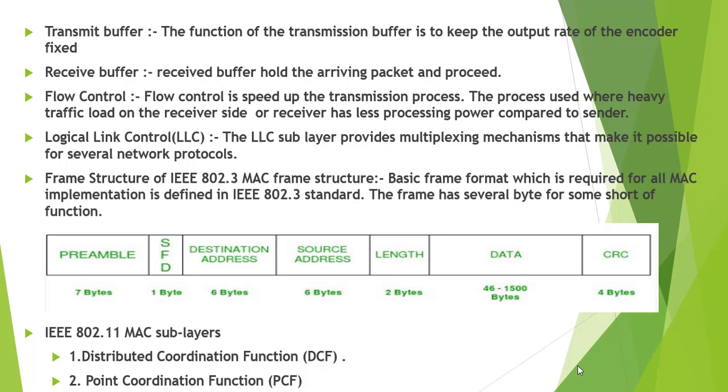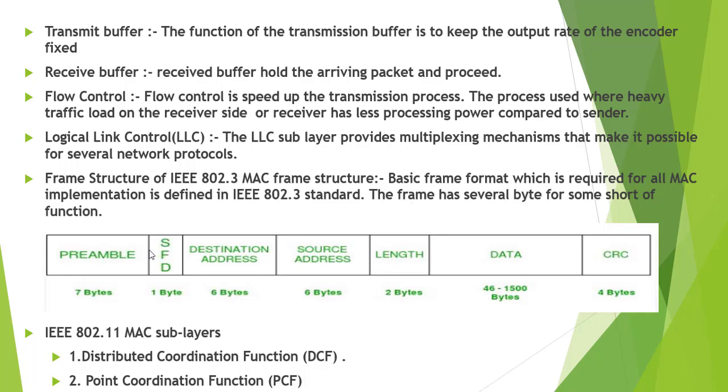Some of the frame structures in the IEEE 802.3 MAC frame structure. The basic frame format, which is required for all MAC implementations, is defined in the IEEE 802 standard. The frame has several bytes for some sort of function.